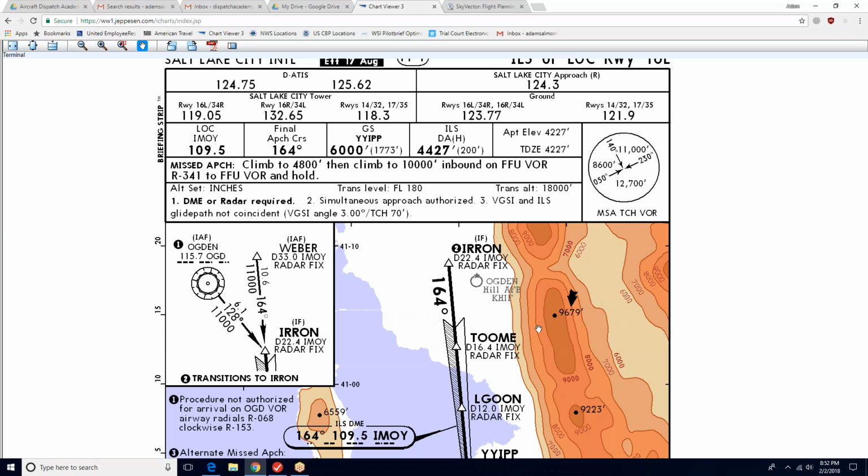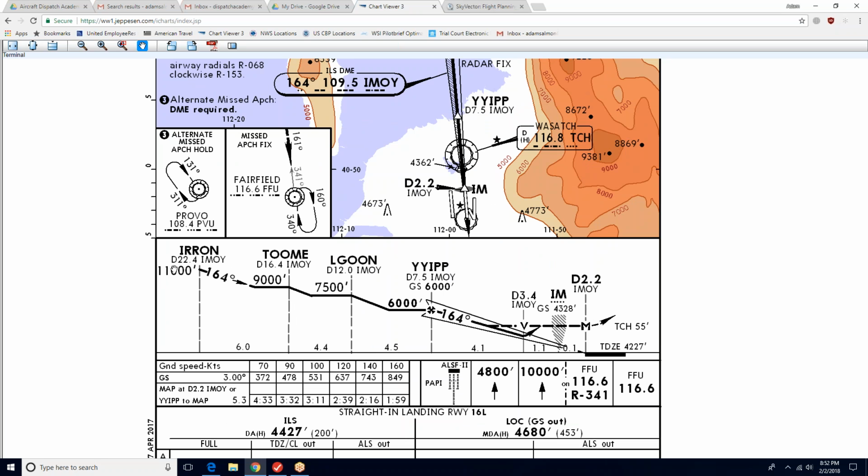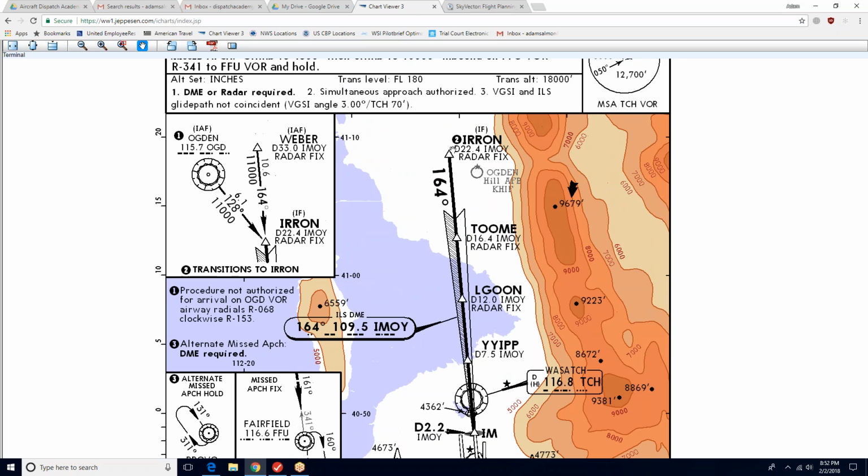Yeah, that's correct. And in this case, specifically talking about the missed approach, if you see the beginning of this, this approach starts at 11,000 feet over here. That 11,000 foot point is up here at this iron intersection. So that's 11,000 feet.